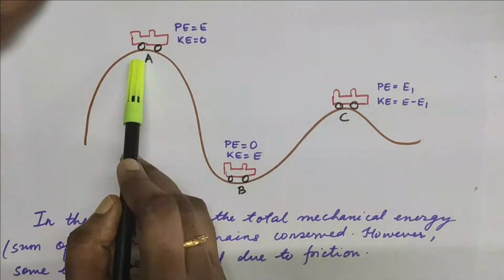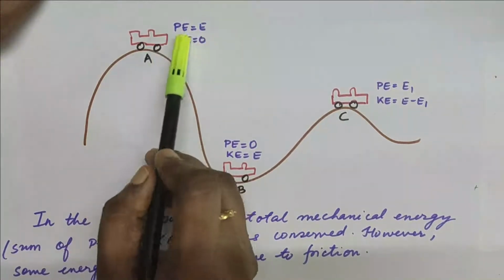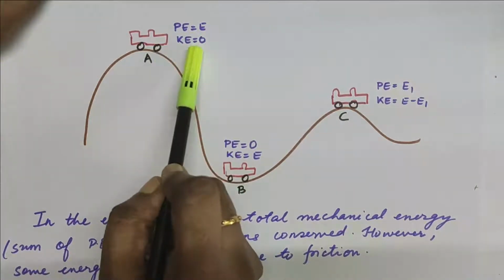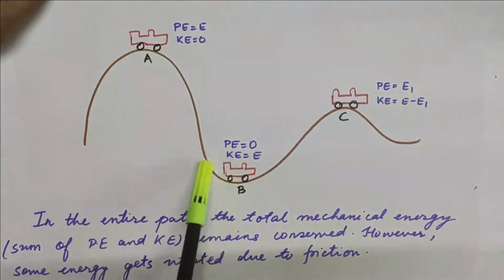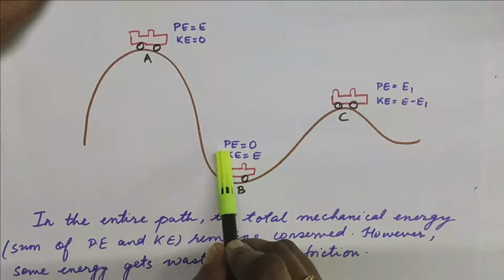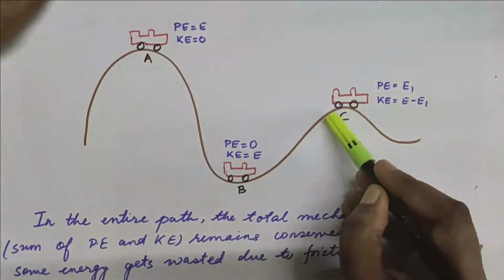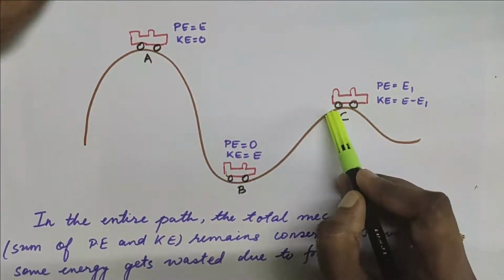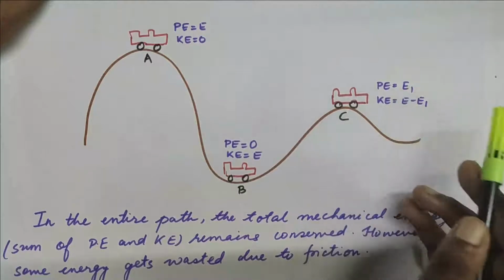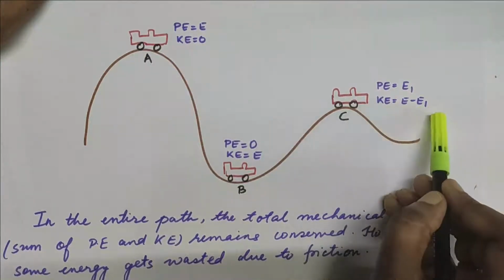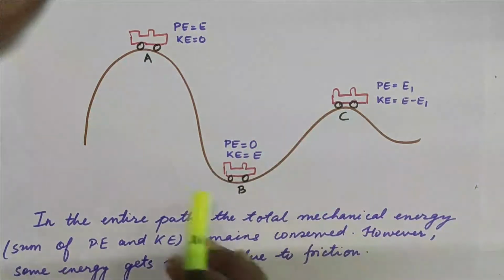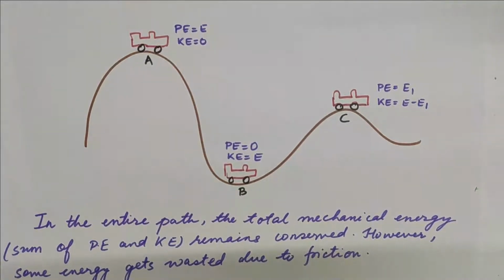So when it is at a particular height, suppose A, the potential energy becomes maximum and kinetic energy is zero. But as it moves down and comes to position B, the kinetic energy is maximum and the potential energy has become zero because of the lesser height. And then as it goes up again to a medium position, its potential energy is, suppose, E1 and kinetic energy is E minus E1. So here E is the total energy. You can see how the energy is being converted from one form to another, but the overall energy remains somewhat the same. Obviously some energy is also lost because of heat, because of friction.